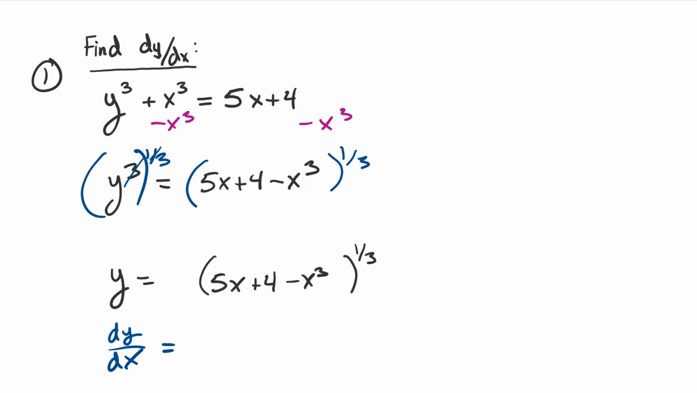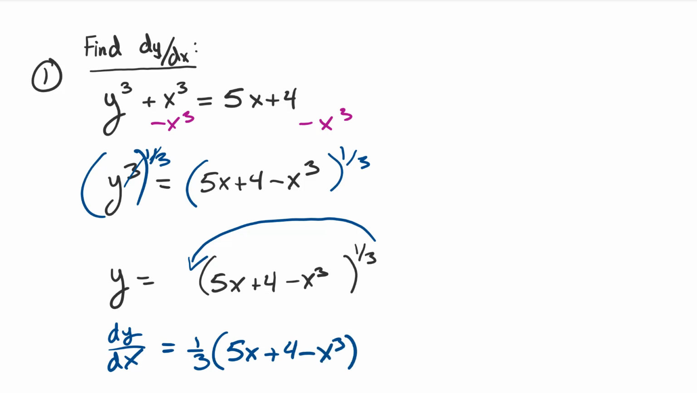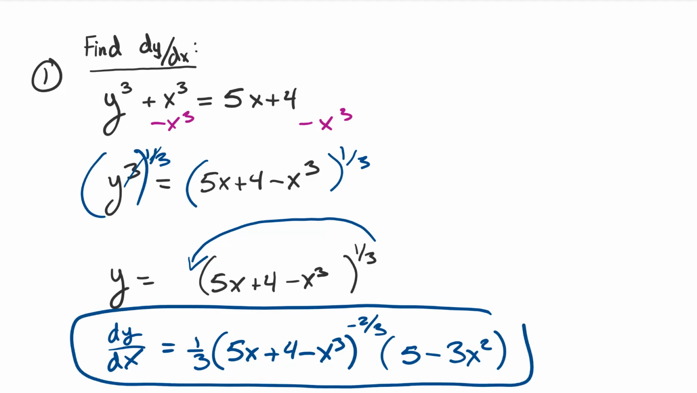Alright, cool. Well, let's do it. Chain rule. The 1/3 falls to the front. We leave the inside alone. We subtract 1 from 1/3, that's negative 2/3, and then we multiply by the derivative of the interior. The derivative of 5x is 5, the derivative of 4 is nothing, and the derivative of negative x cubed is negative 3x squared. And I think we could just leave it right here. I think that should be solid for right now.